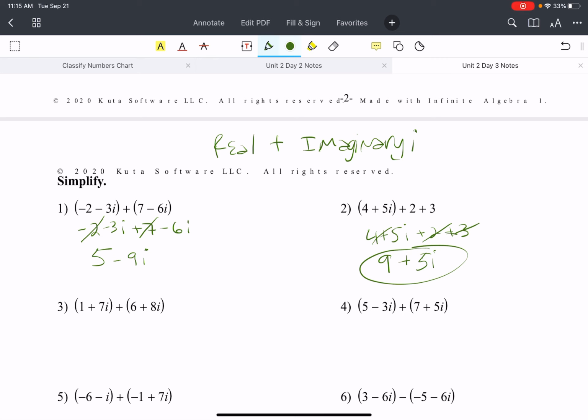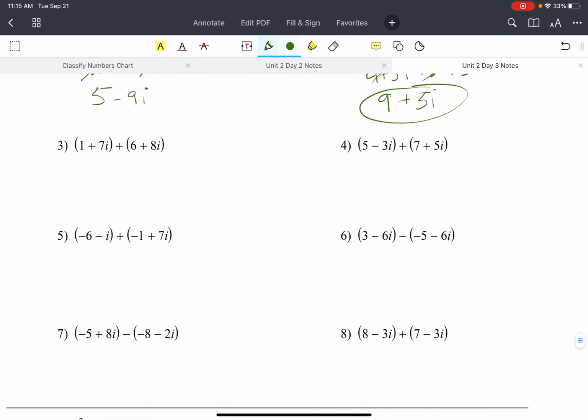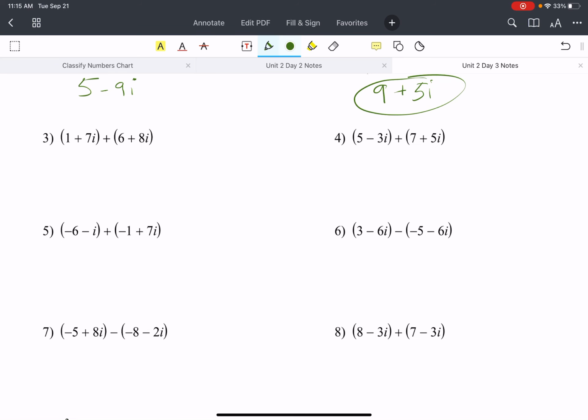You guys are getting the hang of these addition ones. Let's try number 6. What's different about number 6? It's a negative. So that means I have to distribute the negative. The first piece stays the same. Hopefully you guys are seeing how similar this is to what we did in our first unit, right? So then those 2 negatives become a positive 5. Those 2 negatives become a positive 6i.